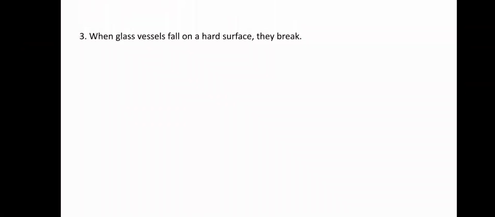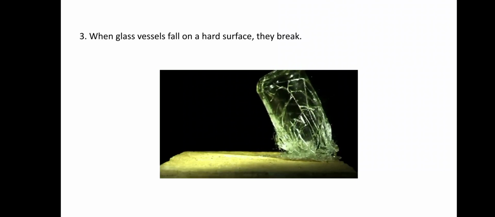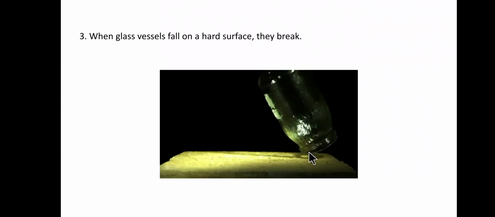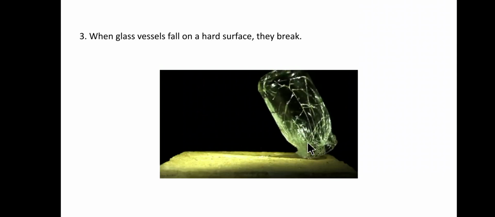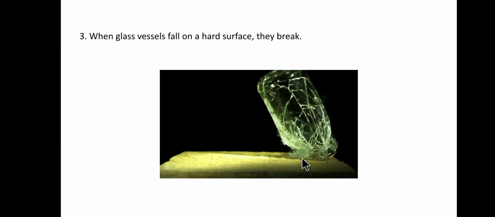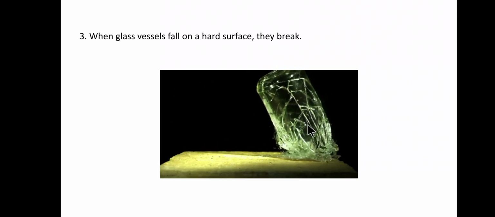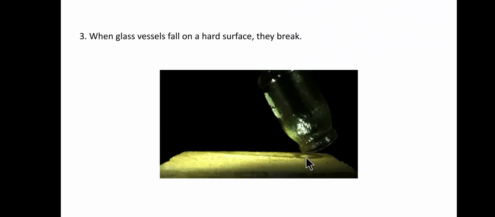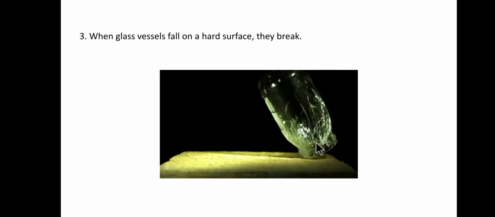Third example is, when glass vessels fall on a hard surface, they break. This means that if they fall on a hard surface, they will break. That means the force is more, and the impact is so short, the time duration is so short, that it breaks. But in order to reduce the force, if it lands on any soft object, so that the time duration is increased, then the glass vessel will not break.